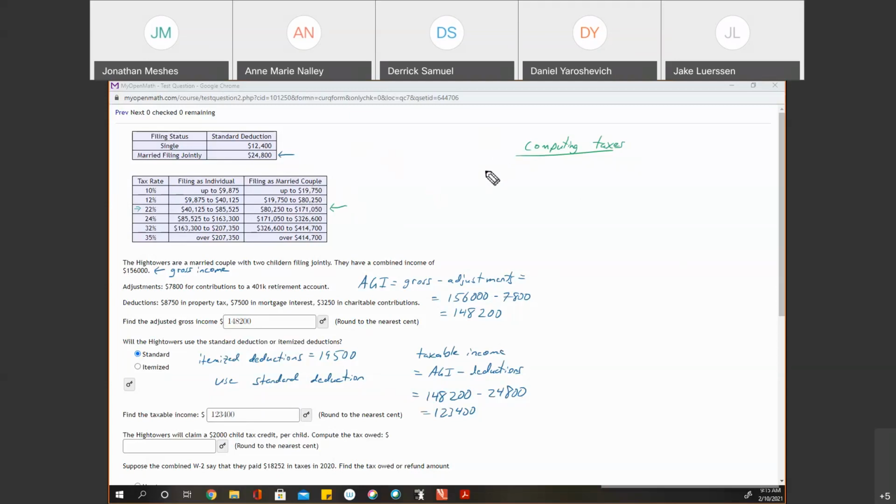The way that I like to think about this is think about these as buckets full of cash. You dump your income into the first bucket until it's full. It holds up to $19,750. Then we dump the money into the next bucket until it's either full or we run out. We're going to fill up this one too. To see how much it holds, it goes up to $80,250, but it doesn't start at 0, so we have to subtract to see how much it holds. So I subtract 80,250 and 19,750.